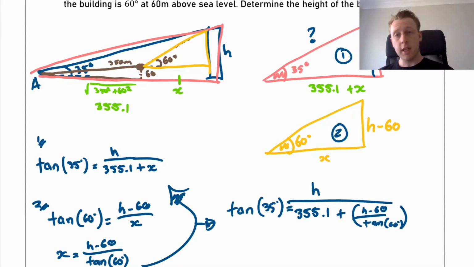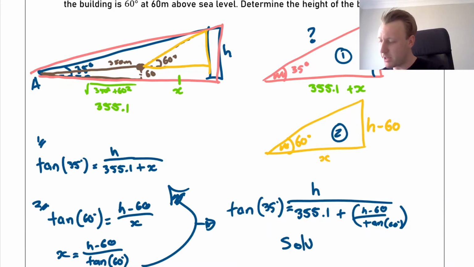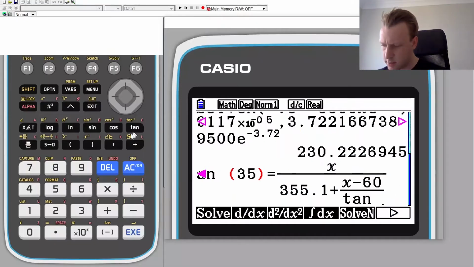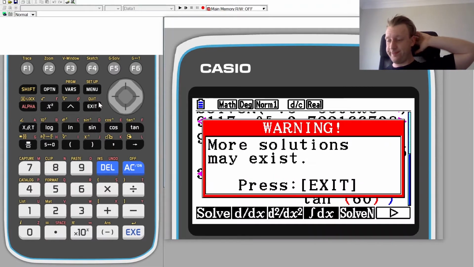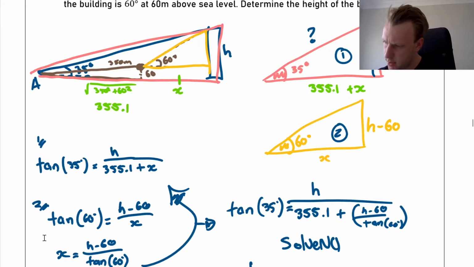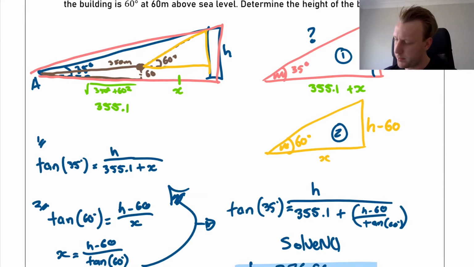And I'm just going to plug that into solve. Make sure that you are in degrees, because we're dealing with degrees here. You're going to plug into solve, and the answer for h is going to pop out. 376.66 meters. So h equals 376.66 meters. Very cool.